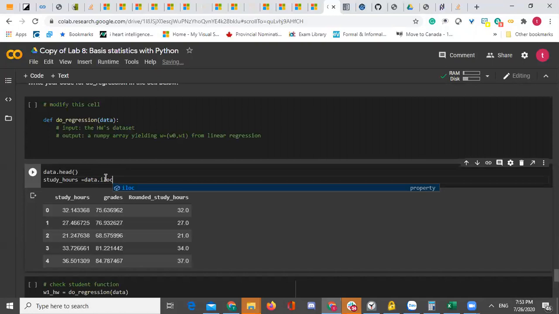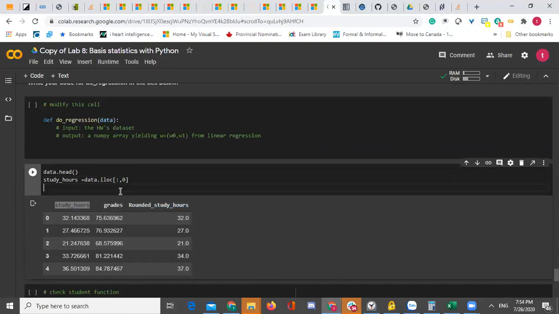Okay. So should I get the raw study hours or just the original one? Yeah, just the original one, the raw study hours, for the study hours, or the grades.